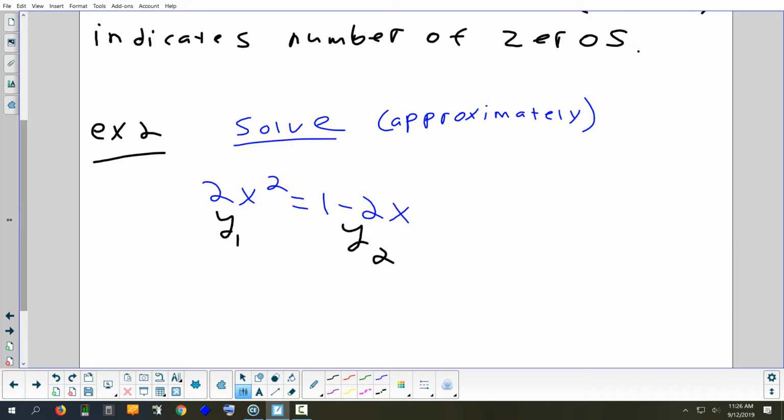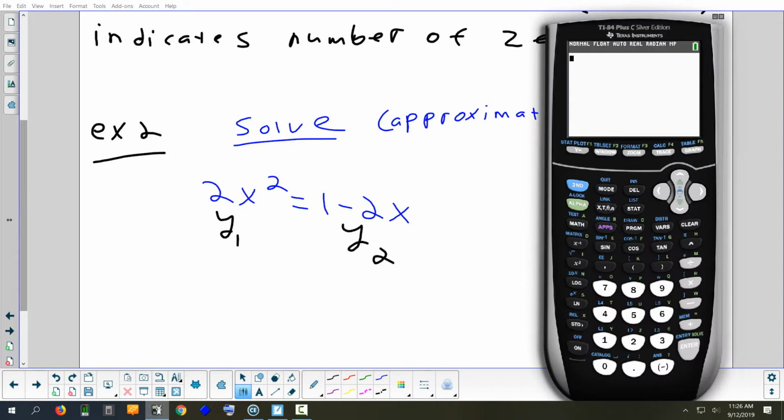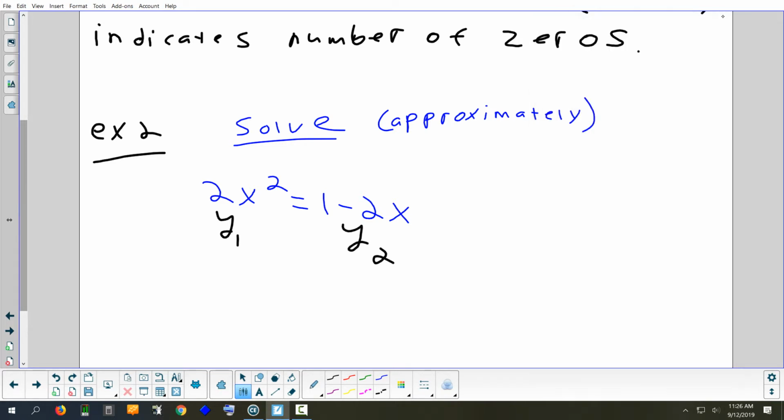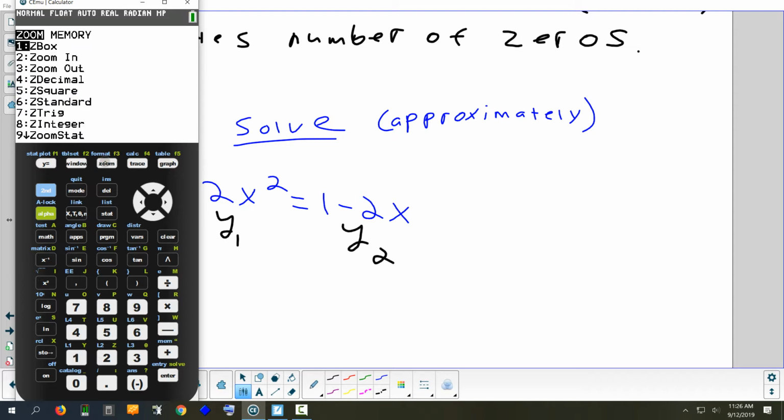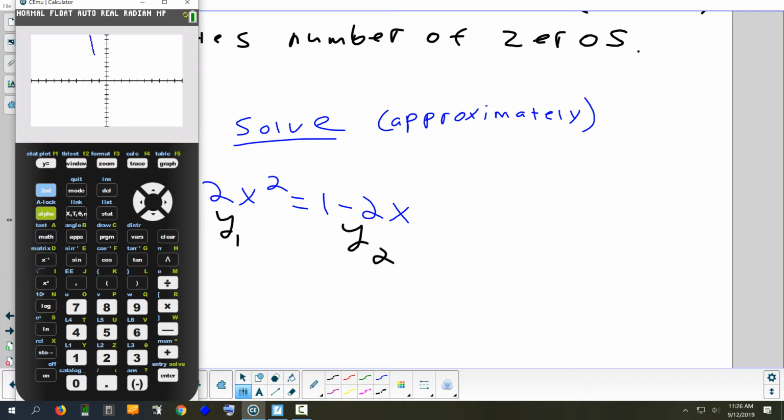And what would I be looking for on the screen if I did that? Yeah. The intersection. Yep. I'd be looking for the intersection. So let's try it that way. Keep using this one. All right, so let's clear that. 2x squared and 1 minus 2x. Now, I don't know if a standard window is going to be good, but we'll try it and go from there. There's my parabola. That's going to be fine.